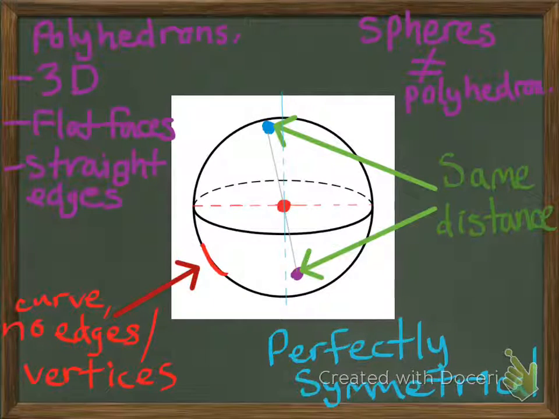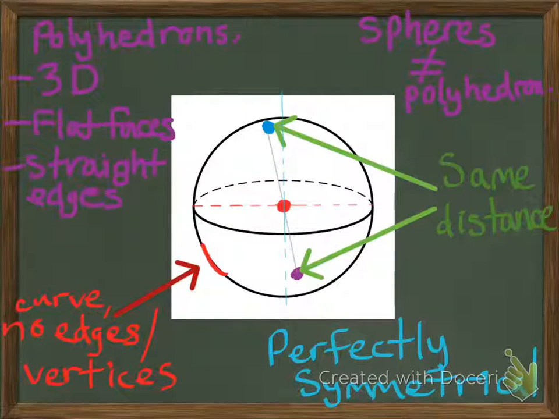Here we're going to look at more properties of spheres. Where the green arrows are pointing, we can see that every point on the sphere is the same distance from the center. The blue dotted line is saying that the sphere is perfectly symmetrical. Where the red arrow is pointing, it says that there are curves, there are no edges or vertices.